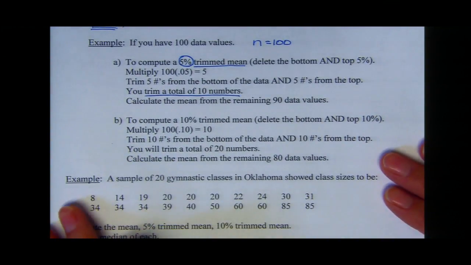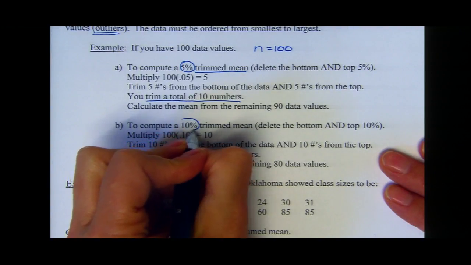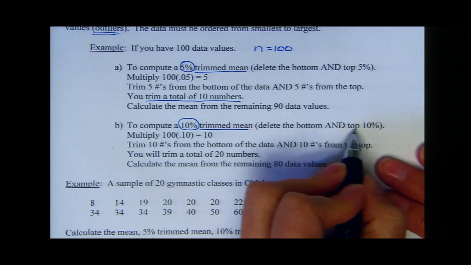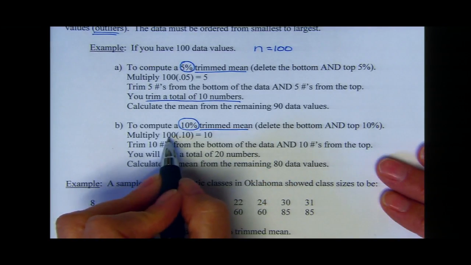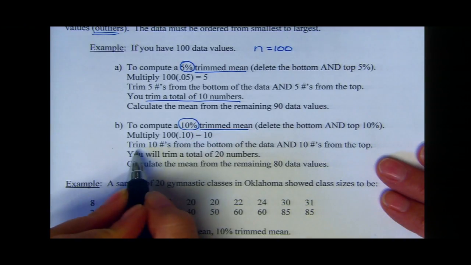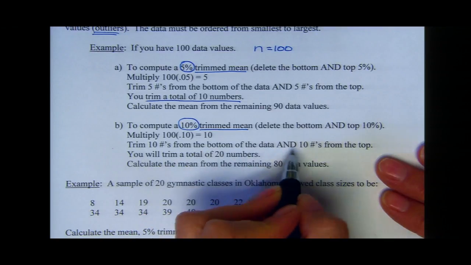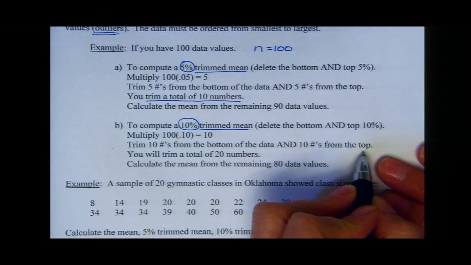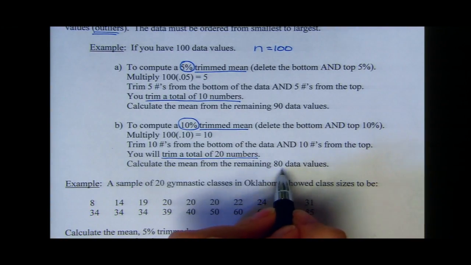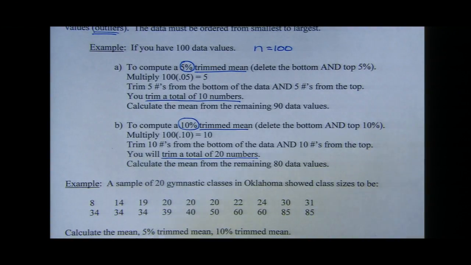So the same concept is done when you look at taking a 10% trimmed mean. We're going to delete the bottom and top 10%. So we take n times 10%, and it gives me 10. So that tells me to trim the 10 smallest numbers and the 10 largest numbers. So we're going to trim a total of 20 numbers, and then take the remaining 80, add them all up, and divide by 80. Now, you'll always do a 5% or a 10% trimmed mean. You're not going to do anything weird like a 7% trimmed mean.